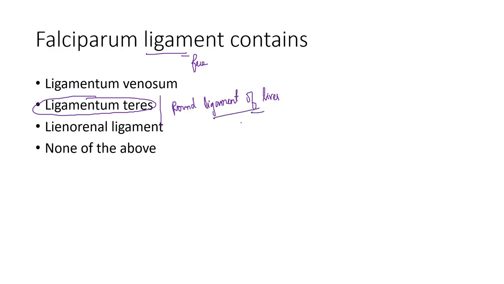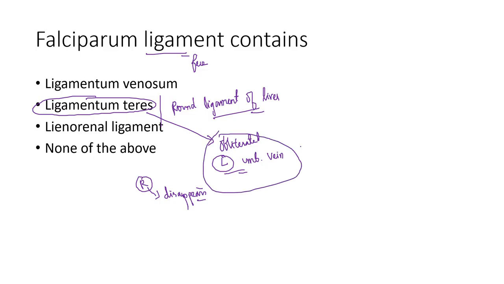So what does the round ligament of the liver have? It has the obliterated left umbilical vein. What happens to the right umbilical vein? The right umbilical vein disappears. Only the left umbilical vein persists, and after the birth of the baby, it gets obliterated, and that you can see as the round ligament of the liver.